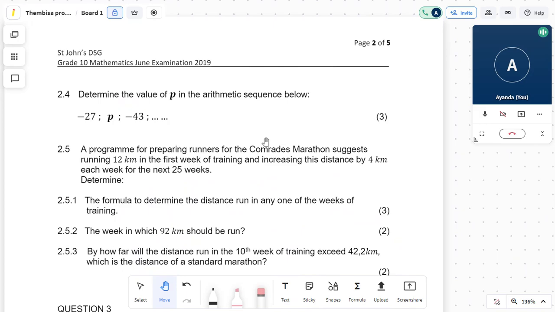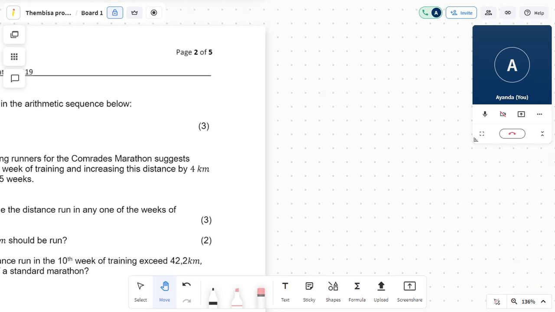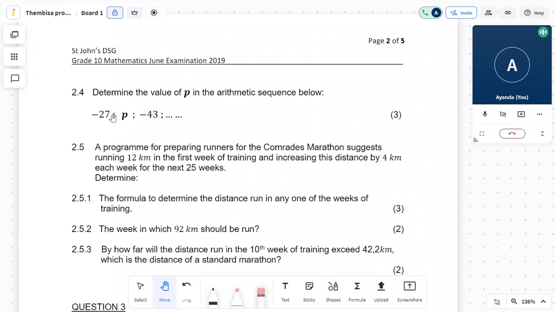Question 2.4. Here we're asked to determine the value of p in the arithmetic sequence below. So an arithmetic sequence, we know, has a common difference, d. Negative 27 is our first term. We've got p, and we've got negative 43. Let's think about this for a little bit. In order to get to p, we need to add 27. And in order to move from p to negative 43, we need to subtract p.